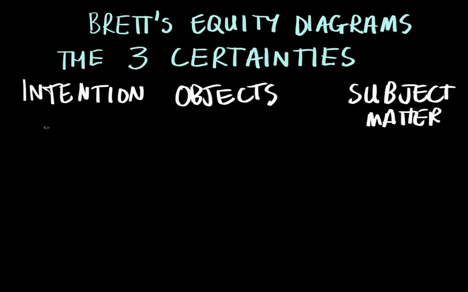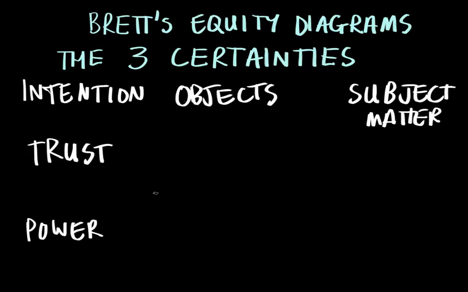To create a valid express trust, there must be certainty of intention, certainty of objects, and certainty of subject matter. I go through the certainties in this order because the settlor's intentions determine the test for objects, and I'll explain that now. So if the settlor intended to create a trust, there is one of two types of tests for objects, but if the settlor intended to create a power, there is another test for objects.